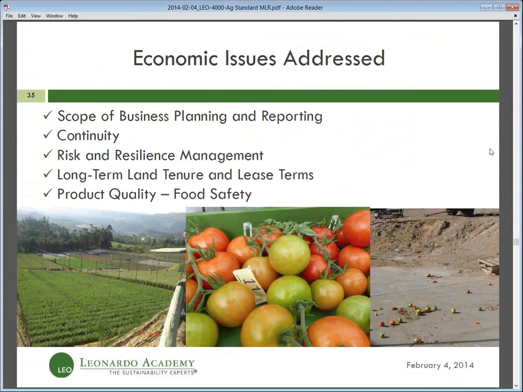A number of economic issues are addressed as well. Scope of business planning and reporting, continuity, risk and resilience management, long-term land tenure, lease terms, product quality, and food safety.